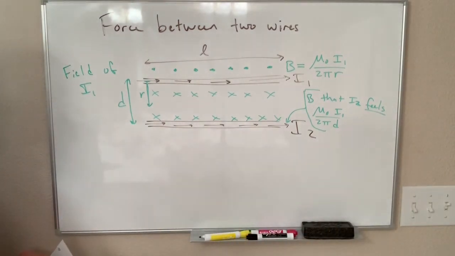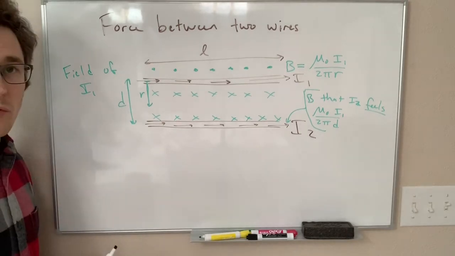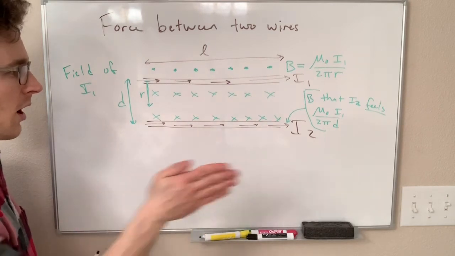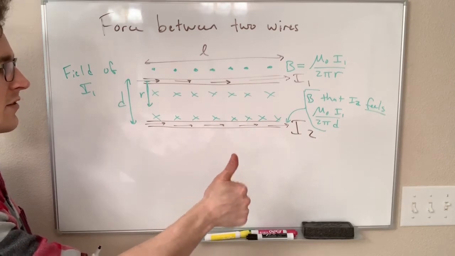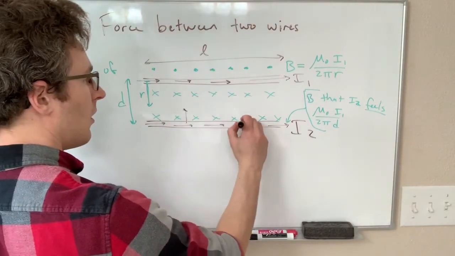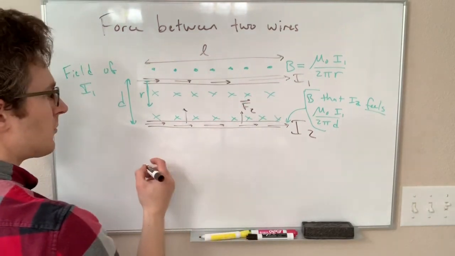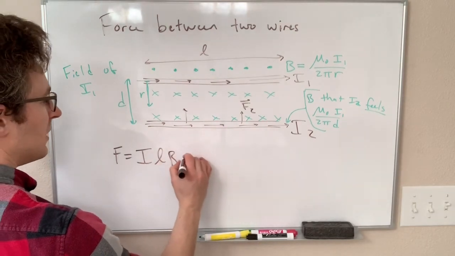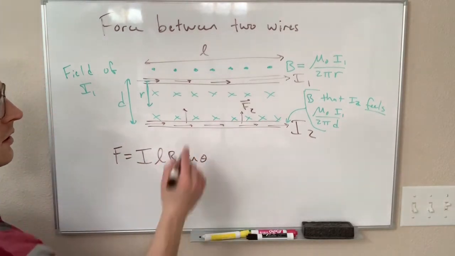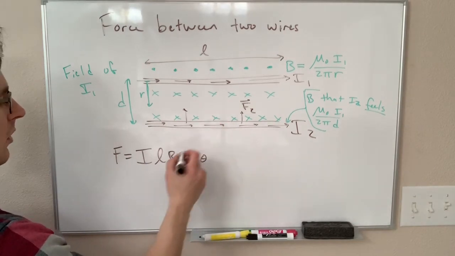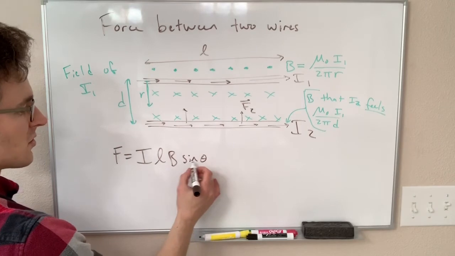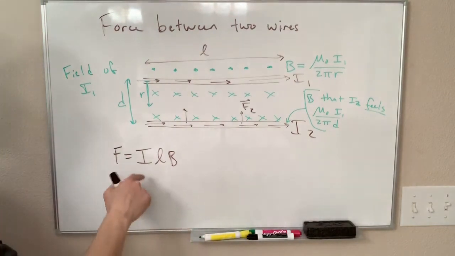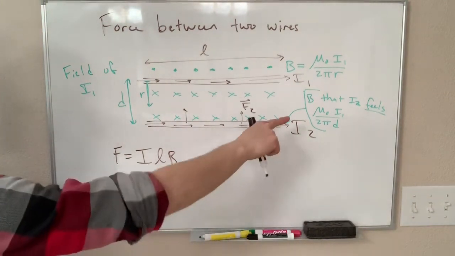Now we know enough to figure out what the force is between them. So just in terms of direction, we have a current to the right, we have our magnetic field into the board. So I, L cross B gives me a force that is up on I2. And so the size of this force is equal to ILB sine theta, just from our cross product. I and B are at 90 degrees, so theta is just 90 degrees. So the sine of 90 degrees is just 1, so we don't have to worry about this. So if everything's at nice right angles, our force is just I times L times B.